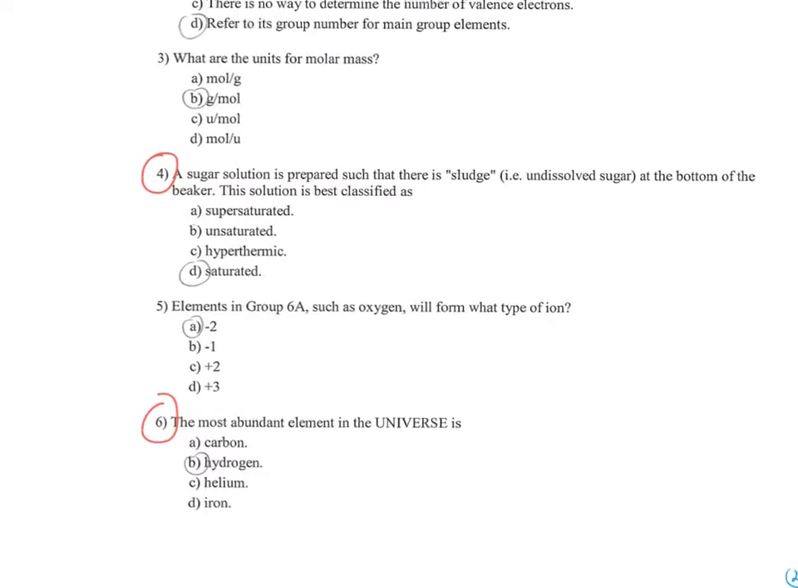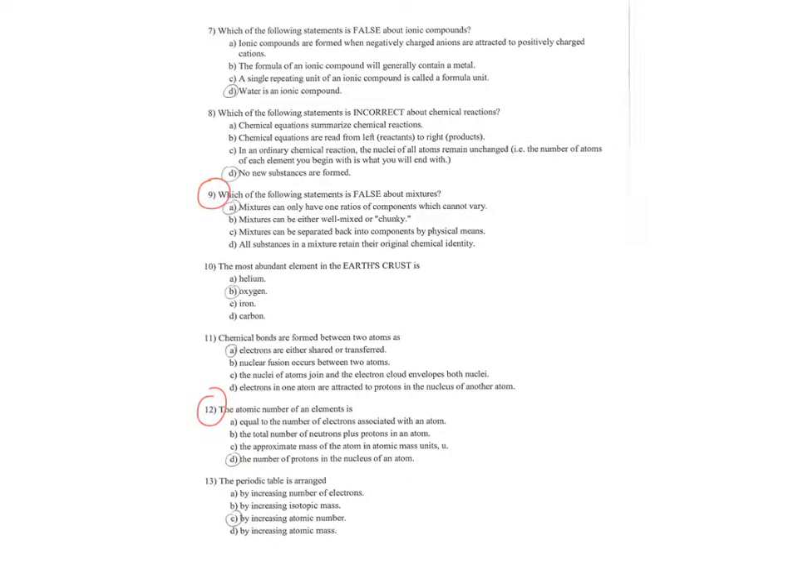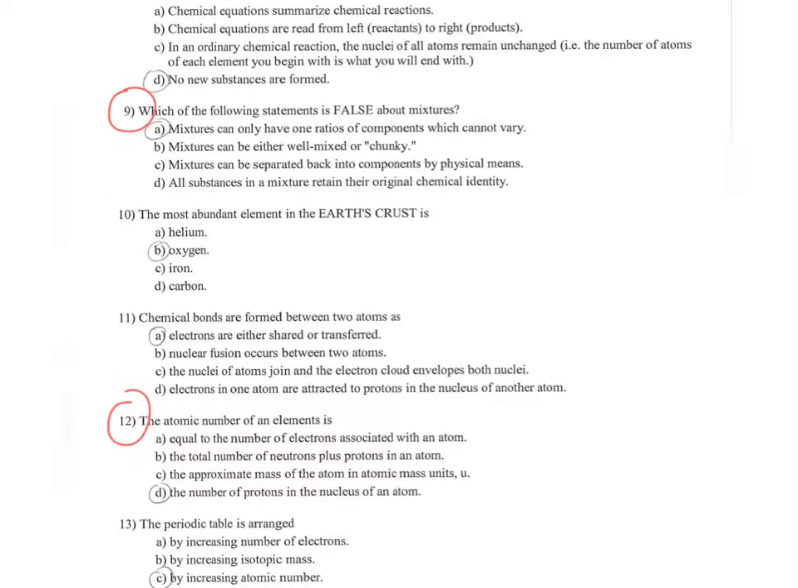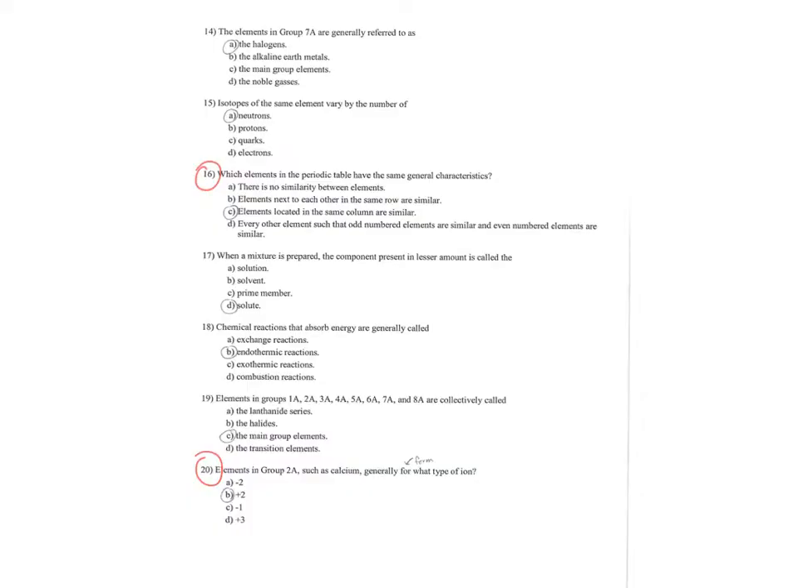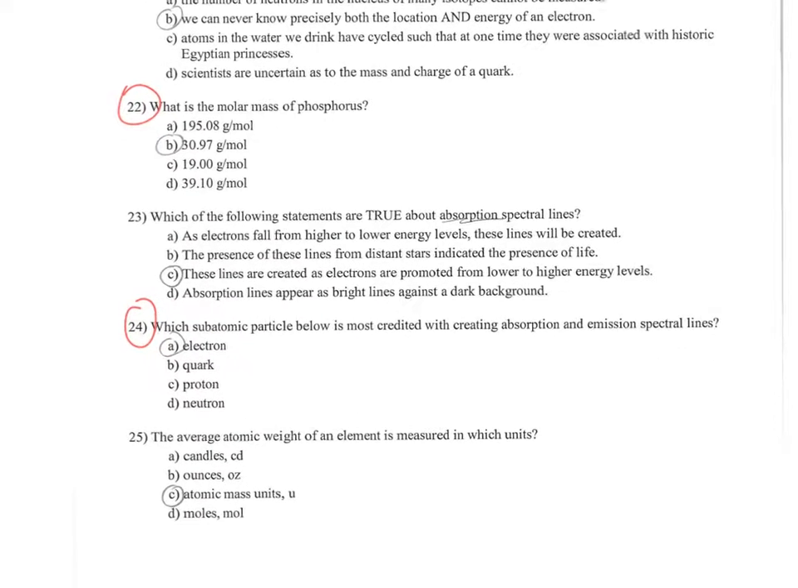Your Unit 2 exam, possible multiple choice questions are 4 and 6 on the first page. Questions 9 and 12 on the next page. Questions 16 and 20 on the next page, possible. And then question 22 and 24.